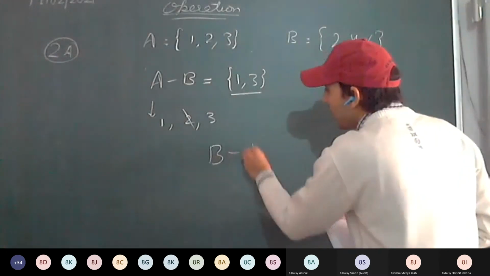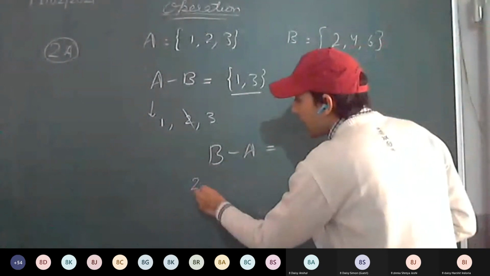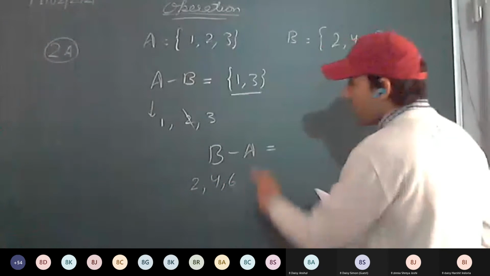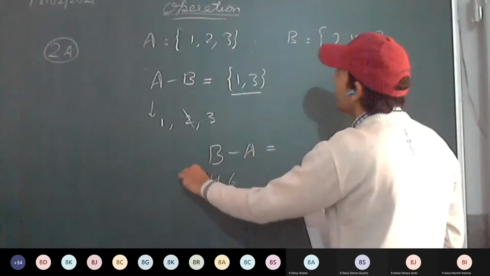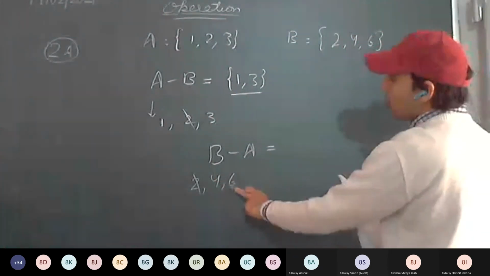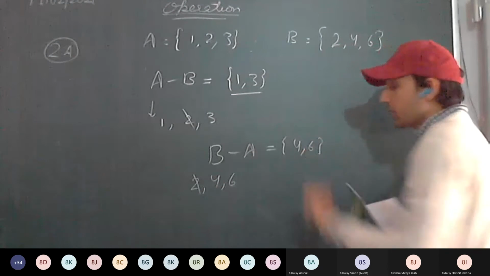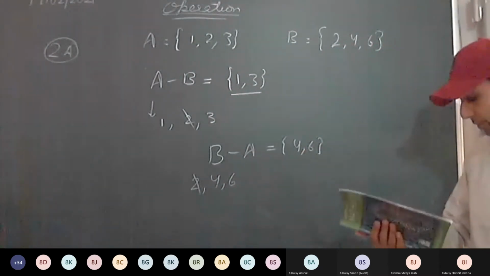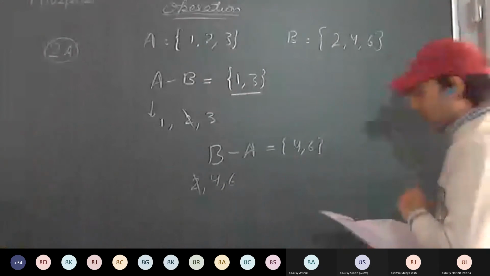If I am doing B minus A, write all the elements of B: 2, 4, 6. Now remove elements of A. 2 is present, so remove 2. 4 and 6 are not present in A. Therefore, B minus A is 4, 6. Understood this one? Yes, sir.